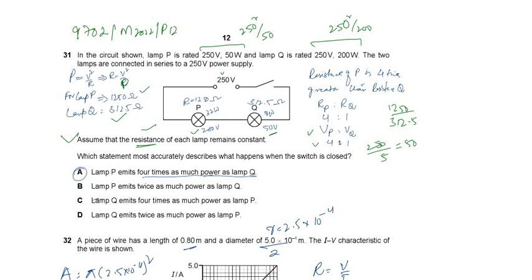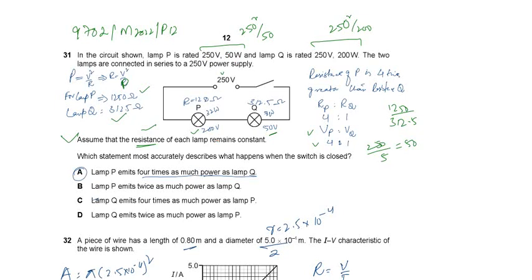If you look at the options, lamp P emits four times as much power as lamp Q emits, twice as much power as lamp Q. So it actually needs some calculation to come up with the true statement. What is given to us? We are given the potential difference, the power rating, and the resistance is constant.